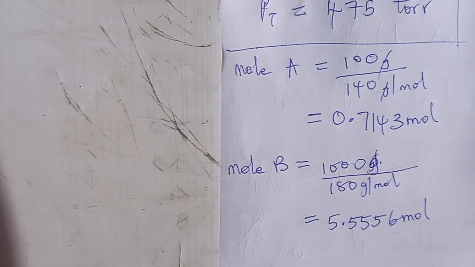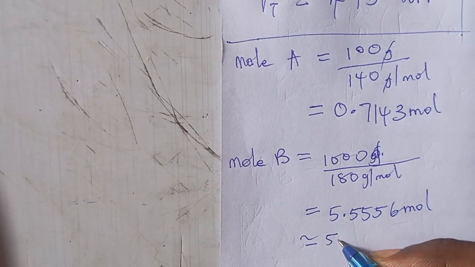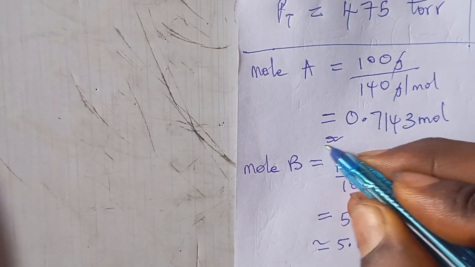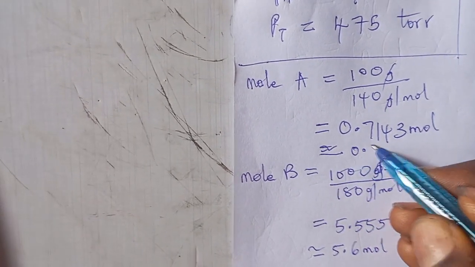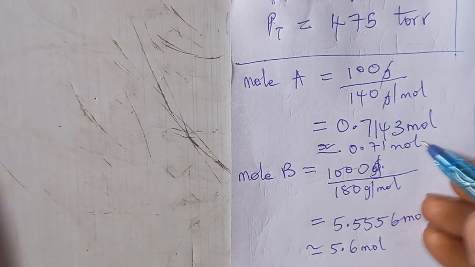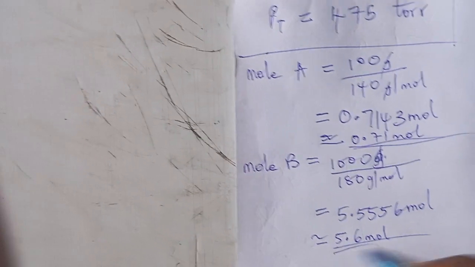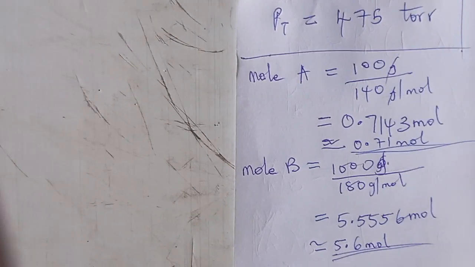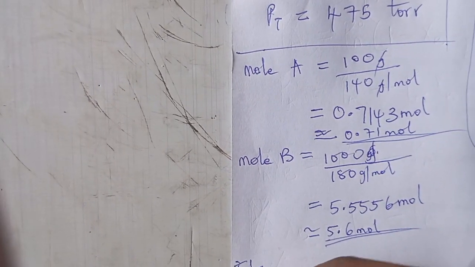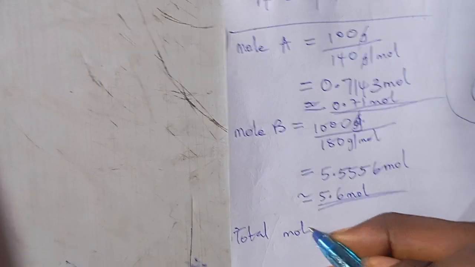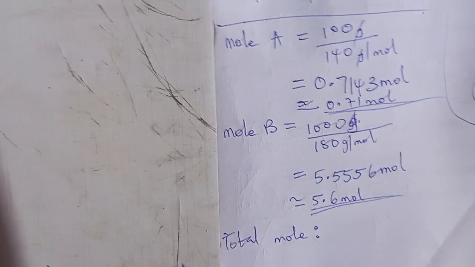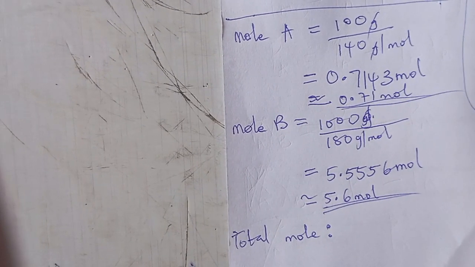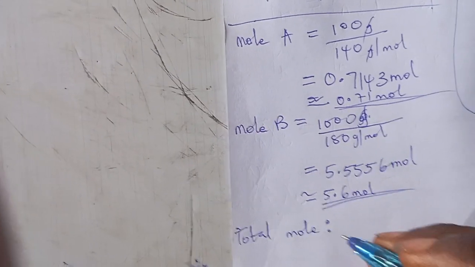Now this is approximately 5.6 mole, and this is approximately 0.71 mole. We cannot be carrying small digits. So this is my moles. Now I'll get the total mole. One thing to know is what mole fraction is all about. To get mole fraction is simply the mole of the constituent divided by the total mole. That's why we're getting the total mole.